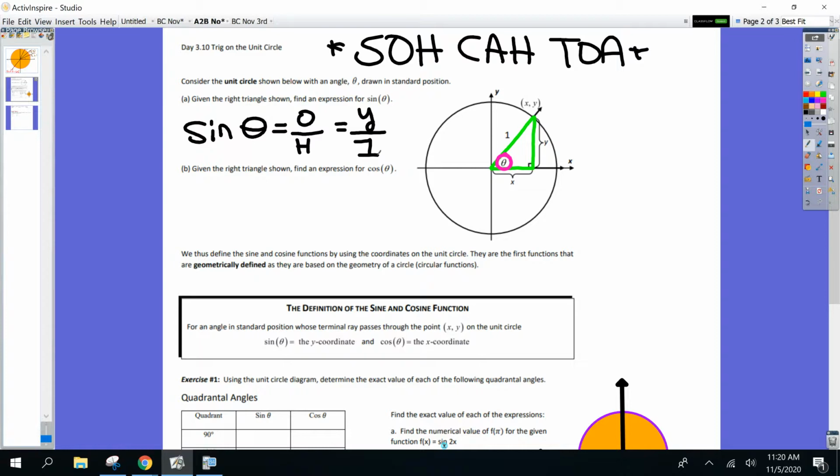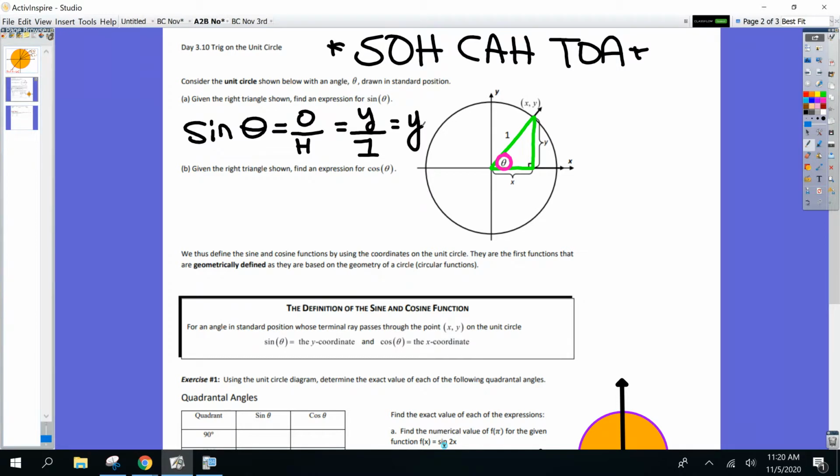And I want to keep going, though. You guys could simplify y over 1, right? Anything divided by 1 is just itself. So the sine of this angle is equal to that y value. Just let me finish this, and I'll bring it all together at the bottom of the page.